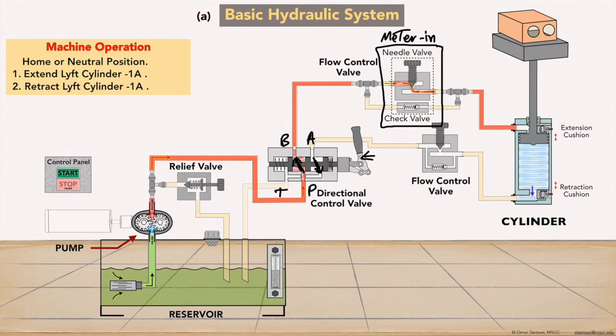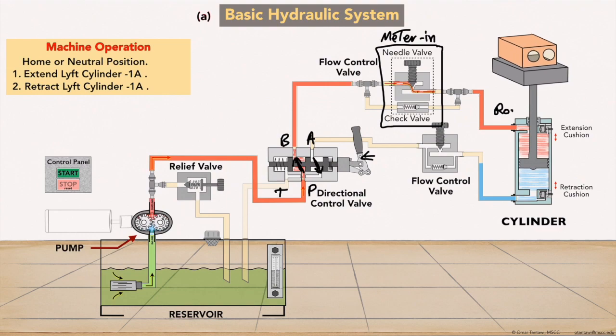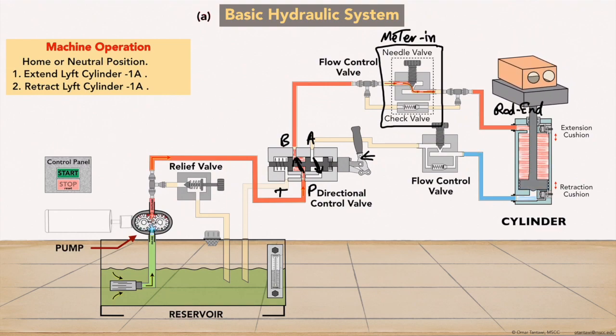The cylinder receives the flow in at the rod end side. This flow will build a minimum or low pressure on the rod end area to aid the load down. The oil on the cap side will flow out through the check valve, DCV, and finally back to tank.